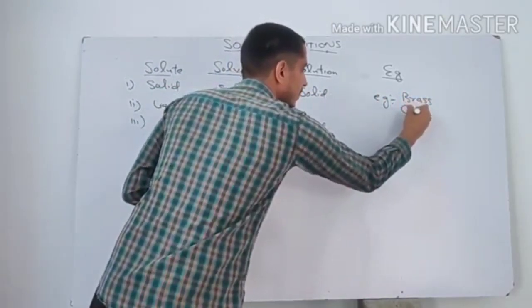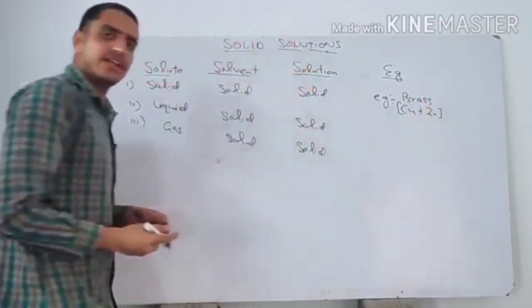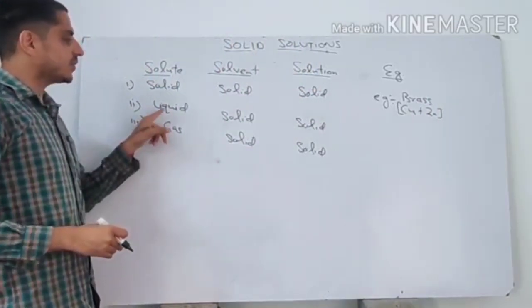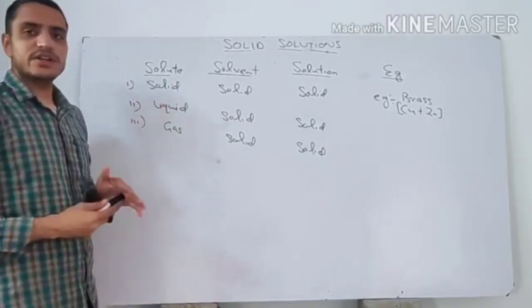Brass is made up of copper plus zinc. Clear? One example is enough. Now the second type of solid solution, that is liquid in solid.